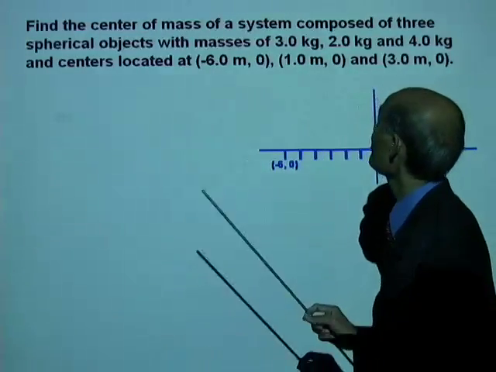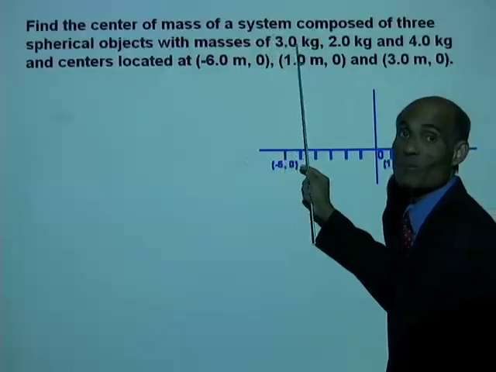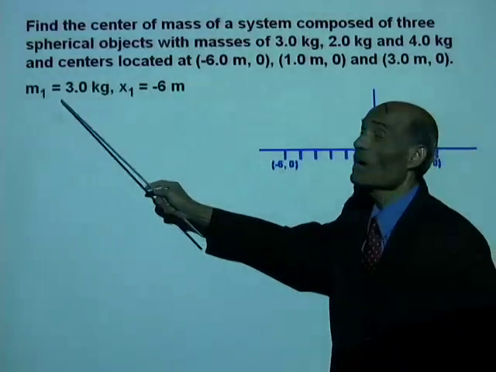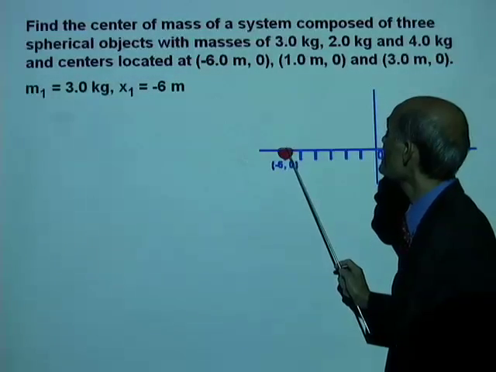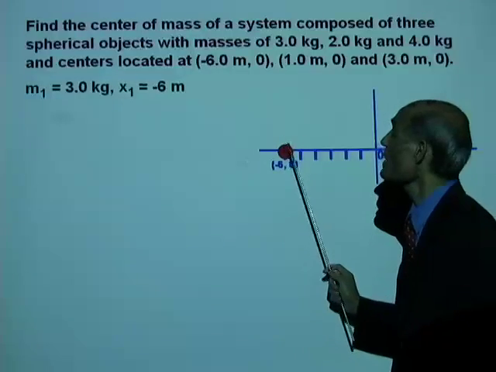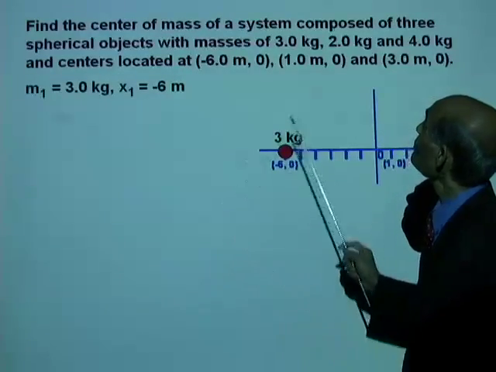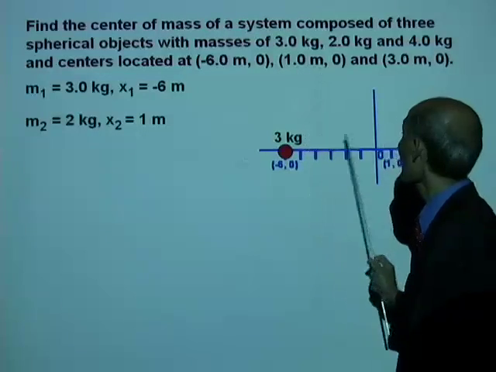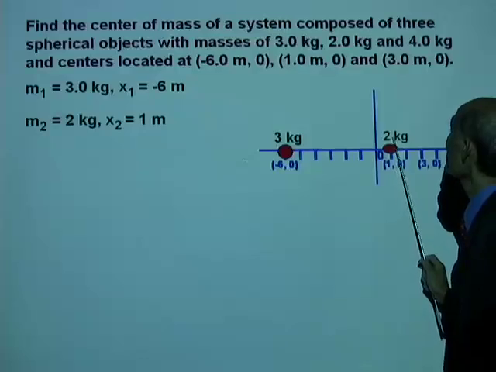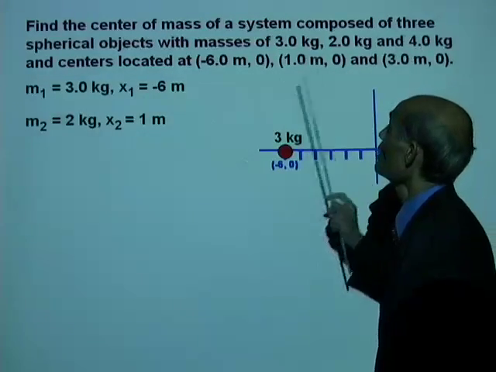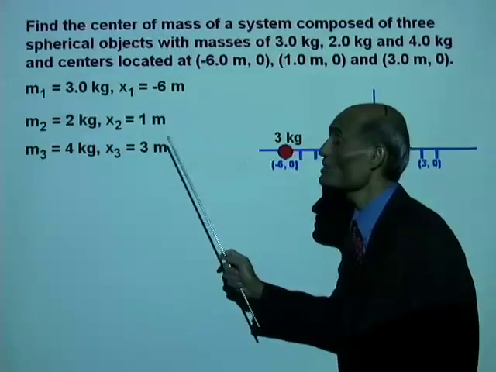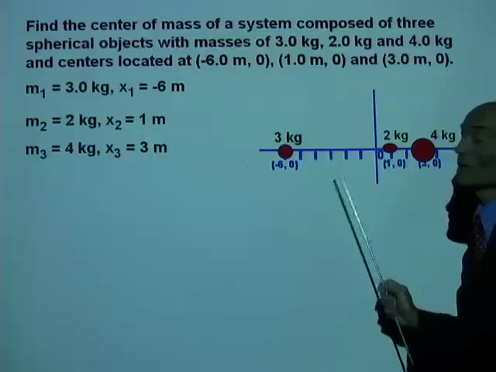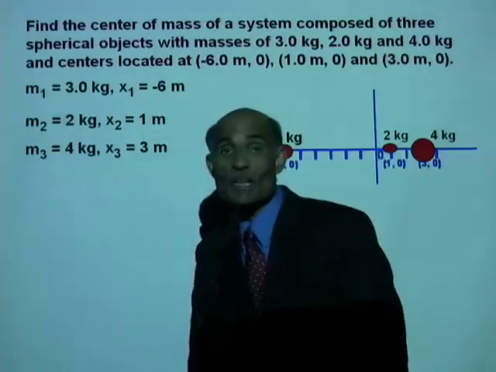Alright, let's place these objects. Let's place the first object. Where is the 3 kilogram object? The 3 kilogram object is at (-6 meter, 0) over here. M1 equal to 3 kilogram, x1 equal to -6 meter. So this is our M1, that is the 3 kilogram. Where is the 2 kilogram? M2 equal to 2 kilogram, x2 is at x equal to 1 meter over here. This is the 2 kilogram. And where is the third mass? The 4 kilogram. M3 equal to 4 kilogram, x3 equal to 3 meter. It's here. That is our 4 kilogram. We got 3 different objects on the x-axis.